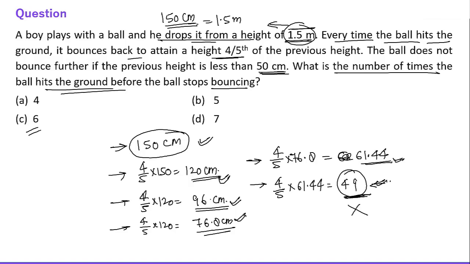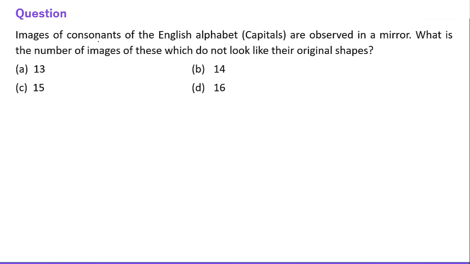Alright everyone, fine. Now let's move to the other question. Next question is saying, images of consonants of the English alphabet capitals are observed in a mirror. What is the number of images of these which do not look like their original shapes? Okay, see everyone, I am writing all the alphabets whose mirror images are exactly the same.